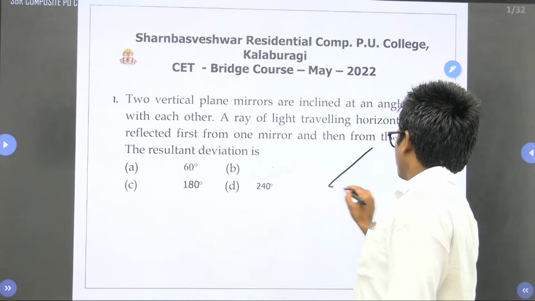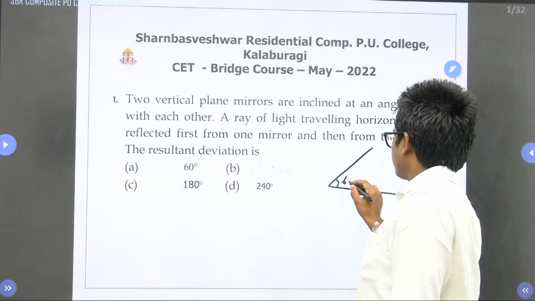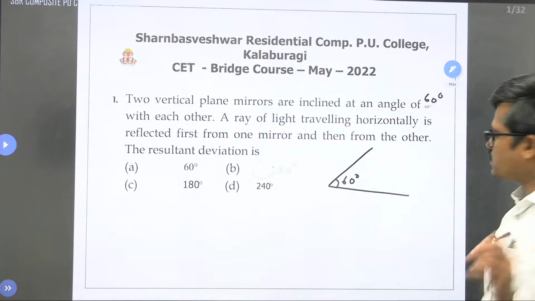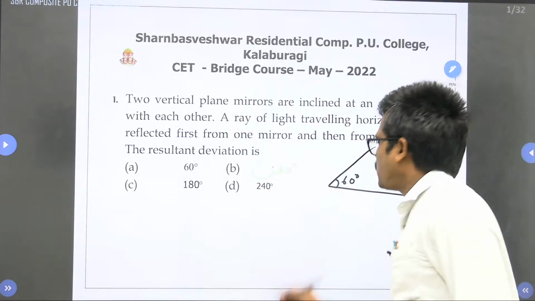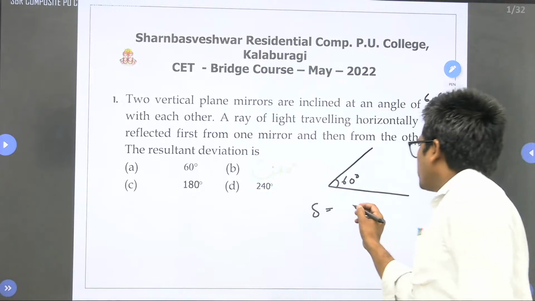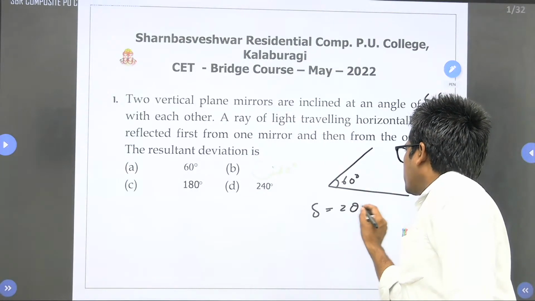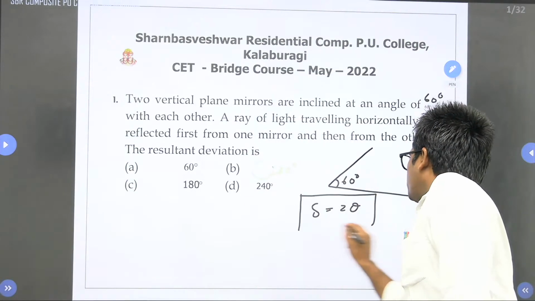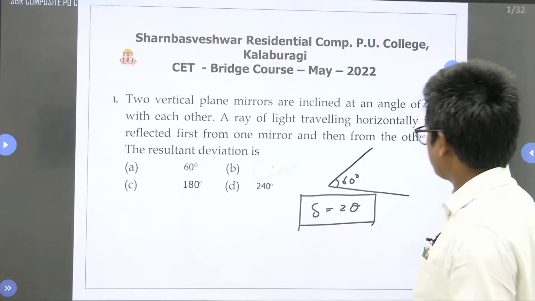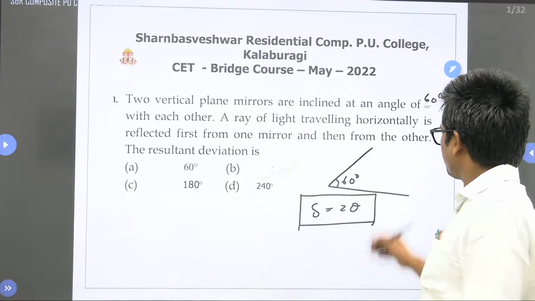So actually we have got two plane mirrors. What is the angle between them? They clearly put 60 degree. They are asking what is the total deviation after reflection from both. You already know it. What is the deviation after reflection through two? It is independent of angle of incidence. Deviation will be 2 theta.